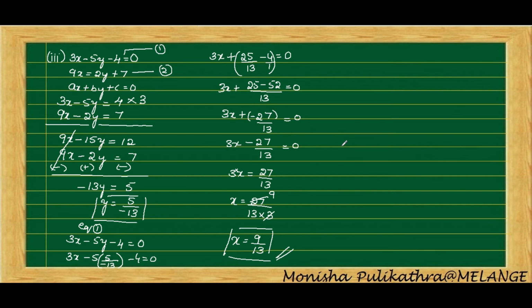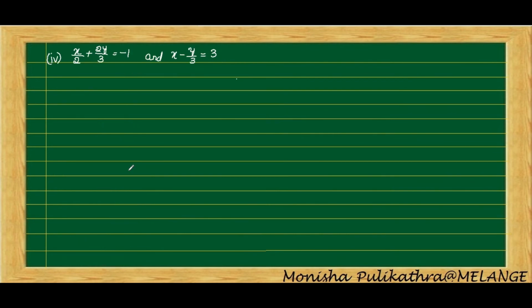Fine. So there is one more problem, that is the fourth one. Moving on to the last problem of this session, the question is x by 2 plus 2y by 3 is equal to minus 1 and x minus y by 3 is equal to 3. This is in fraction form, so we need to reduce it to the single a1x plus b1y form.